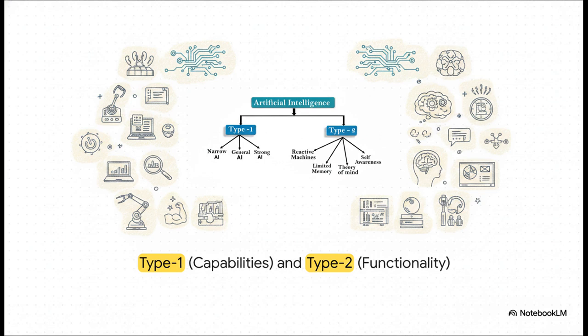On the other branch, we have Type 2, which classifies AI based on functionality, so how the system actually processes the world, handles memory, and quote-unquote thinks. Literally every single piece of AI you interact with fits somewhere on this map.